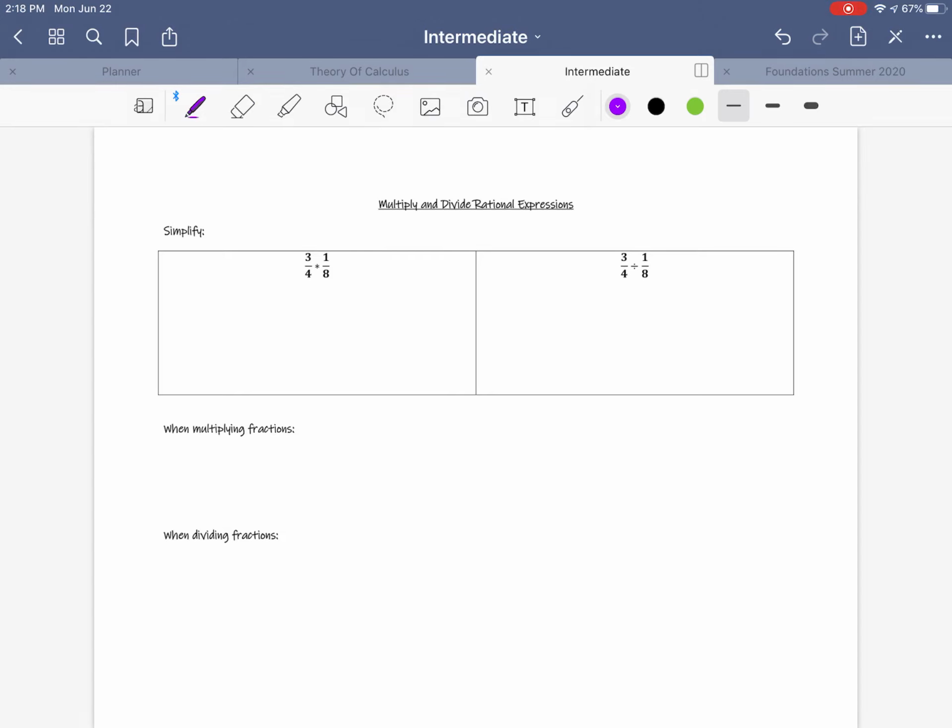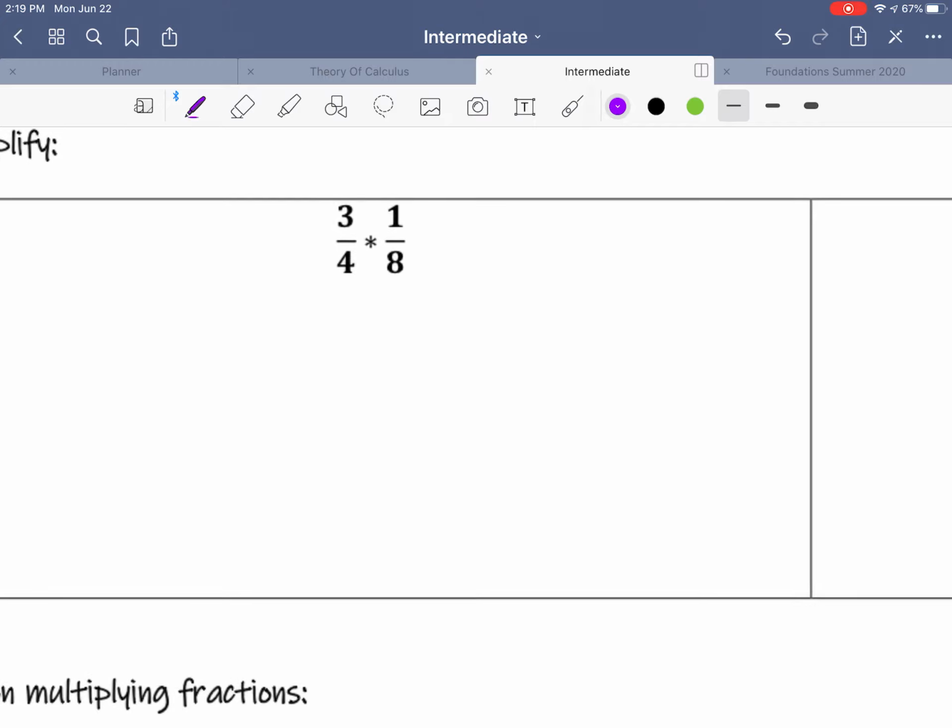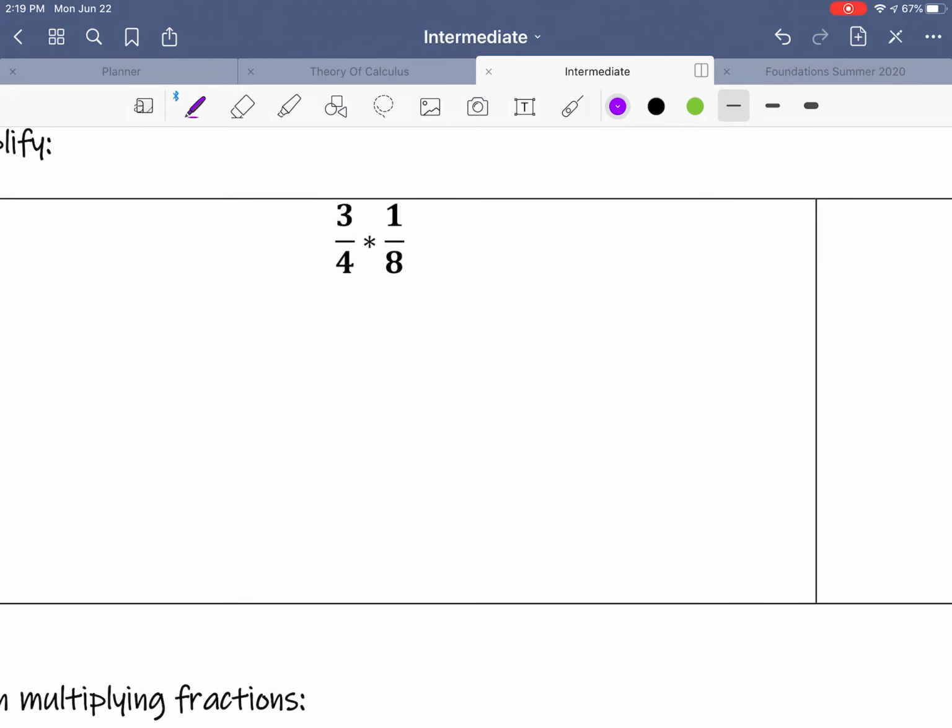Hey y'all, this is a lesson on multiplying and dividing rational expressions. I put these in the same lesson because division is technically just multiplication of fractions, so they're really the same thing. Let's review multiplying fractions really quick just to get the mechanics down. Remember, when you multiply fractions, you multiply straight across. So 3 times 1, 4 times 8, and then reduce if necessary.